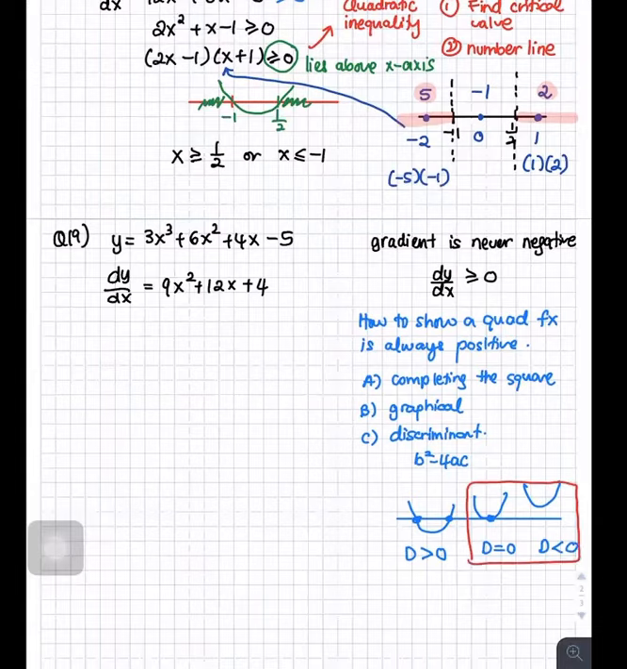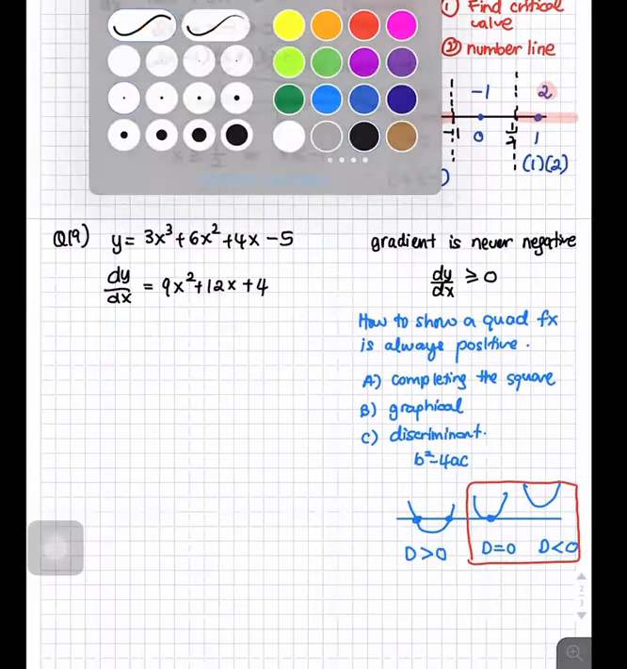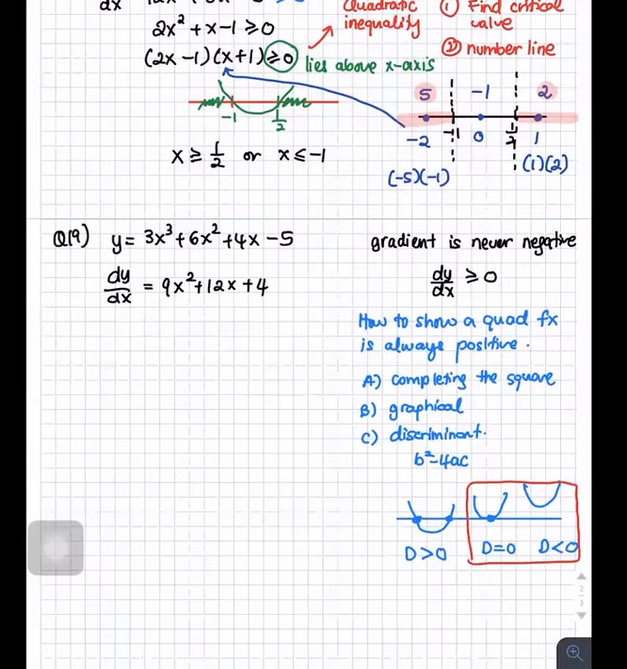Okay. So you try. I am going to do completing of square because I'm lazy. I saw a pattern. I saw a 9. I saw a 4 here. And I can quickly write it as 3x plus 2 squared. You do the checking. Check by expansion. I get 9x squared, 12x plus 4. I know I'm right.